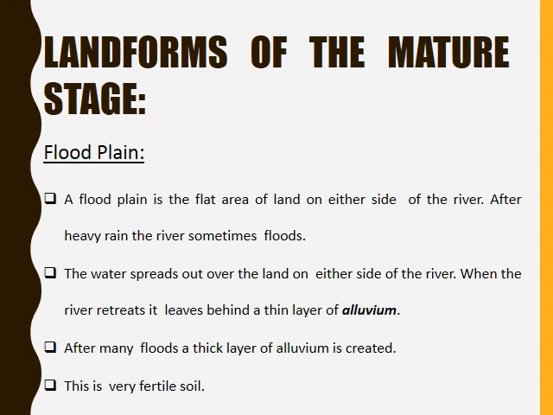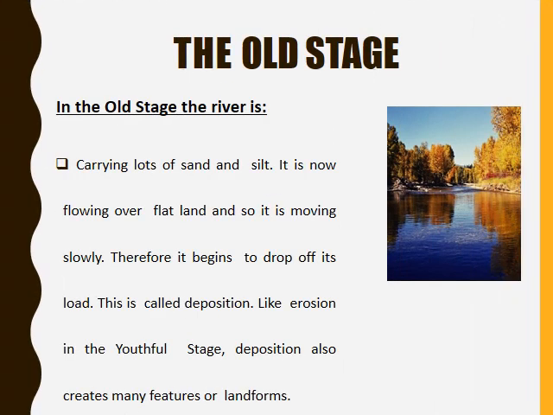Floodplains. A floodplain is a flat area of land on either side of the river. After heavy rain, the river sometimes floods. The water spreads out over the land on either side of the river. When the river retreats, it leaves behind a thin layer of alluvium. After many floods, a thick layer of alluvium is created. This is very fertile soil.